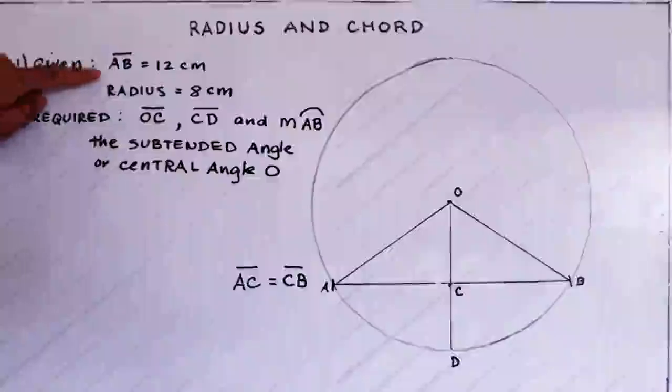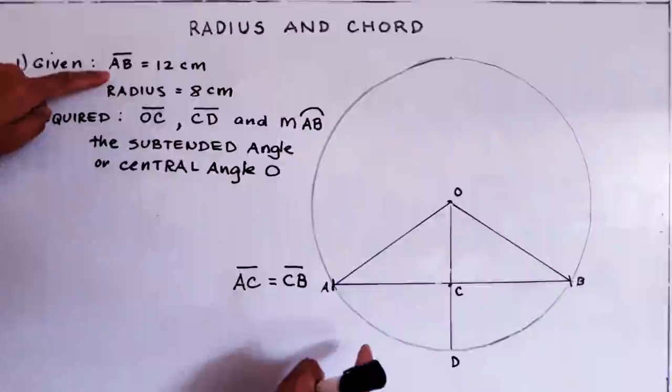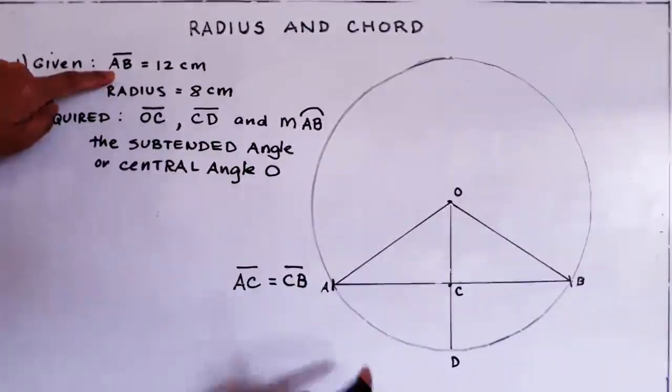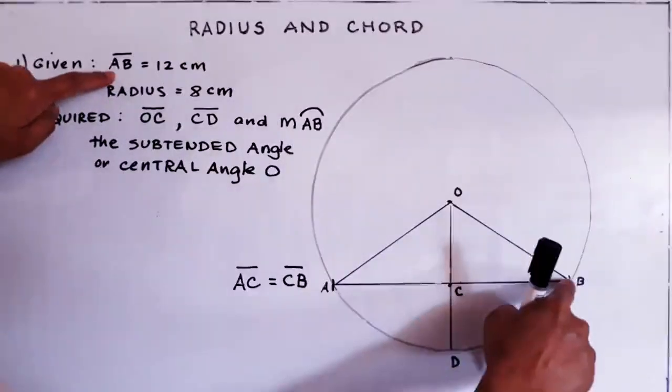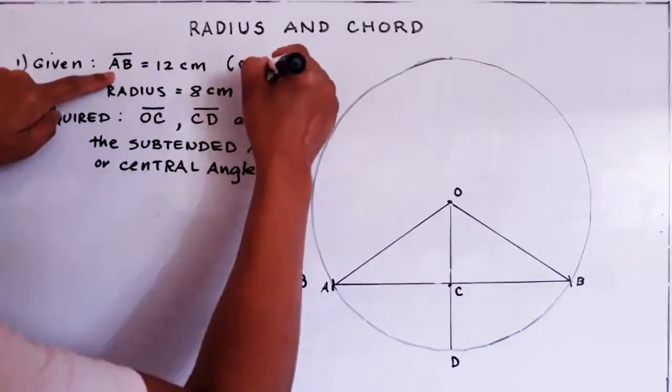Okay, let's have our example number 1 class. So we have here the given is AB, and we have already the illustration there. And what is line segment AB? A to B is our chord. This is our chord. Okay.